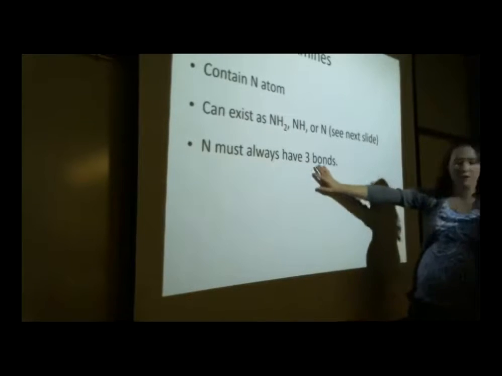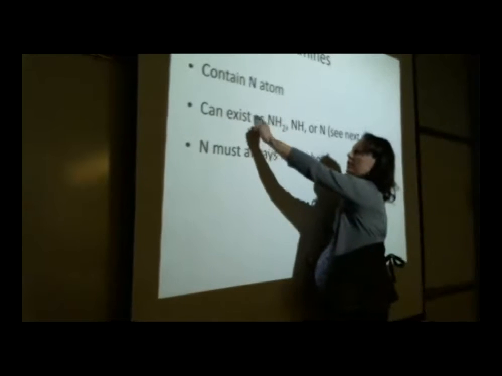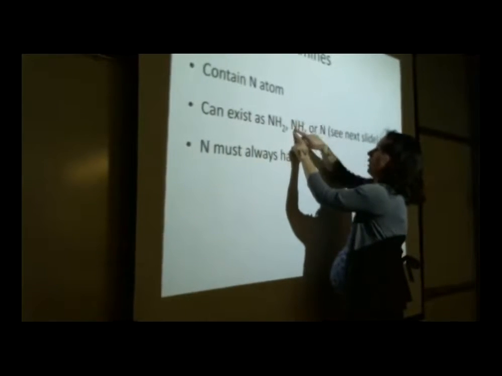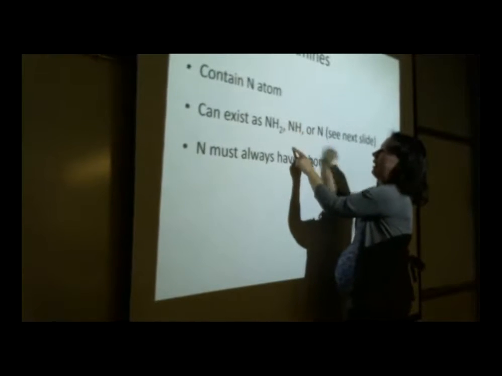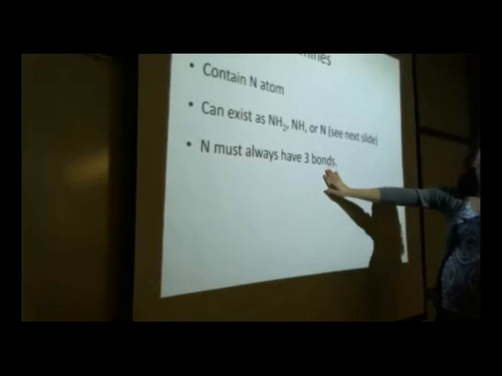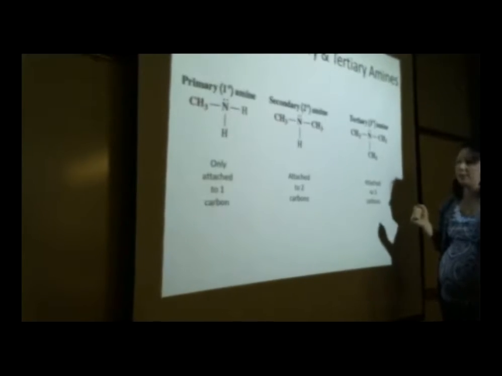In other words, nitrogen's always got to have 3 bonds. So if it's just connected to a carbon, it'd be NH2. If it were connected to 2 carbons, it'd be NH, and if it were connected to 3 carbons, it would just be N, right? That nitrogen atom's always got to have 3 bonds. So let's look at examples.